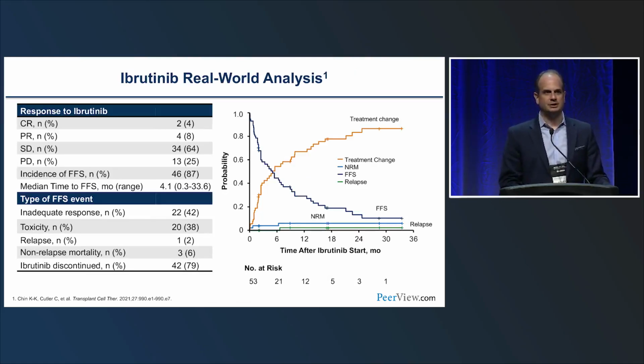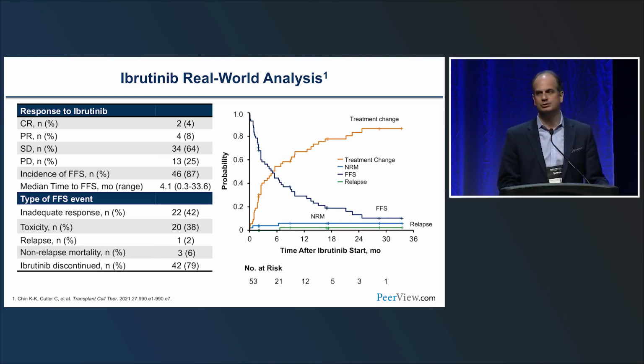Now, we sought to understand in the real world whether ibrutinib was in fact as effective as it appeared to be in the original clinical trials, and a talented fellow at our institution, Kai Chin, went back and reviewed all the patients at our system who had received ibrutinib with a commercial prescription after the FDA-approved date. And what you can see here is that the failure-free survival for patients receiving ibrutinib from a commercial source was actually quite poor. The median time to progression was only 4 months, and the majority of patients required new therapy.